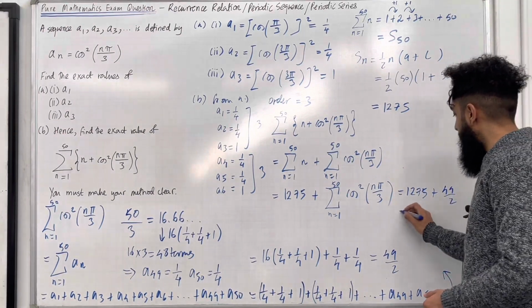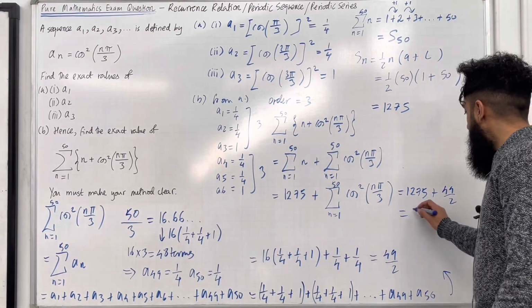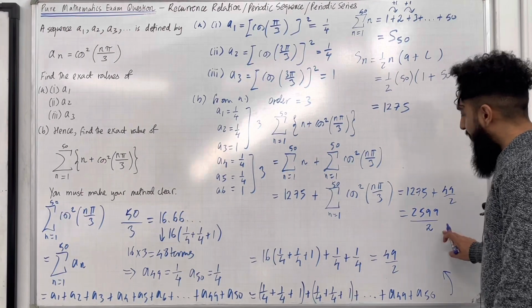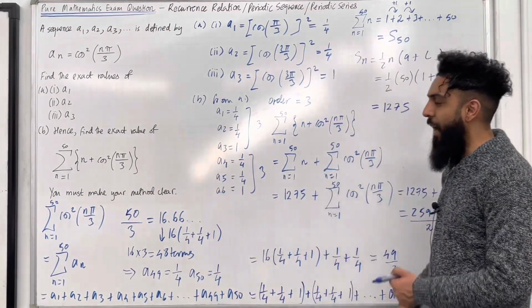And ladies and gents, I am getting closer to my final answer. So my final answer will be 2,599 over 2. That is the exact value of this beautiful summation. How beautiful is that? Amazing.